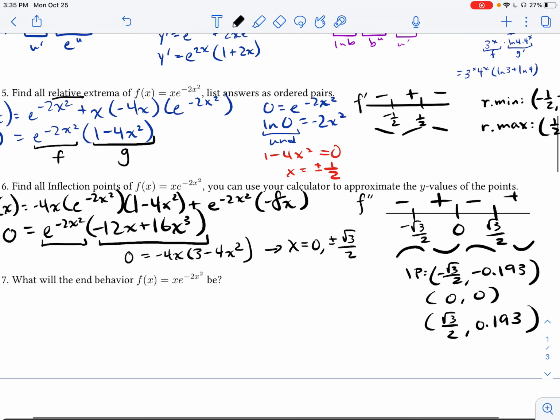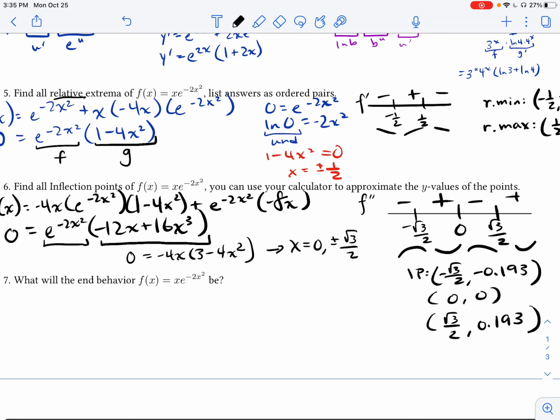Okay? And then question number 7 was asking, what about the end behavior of this function? Well, if I just rewrite this function in this form, this might be a little bit easier to see here. We notice that this denominator is growing way more quickly than the numerator. The numerator is growing at a linear rate, whereas my denominator is growing exponentially.